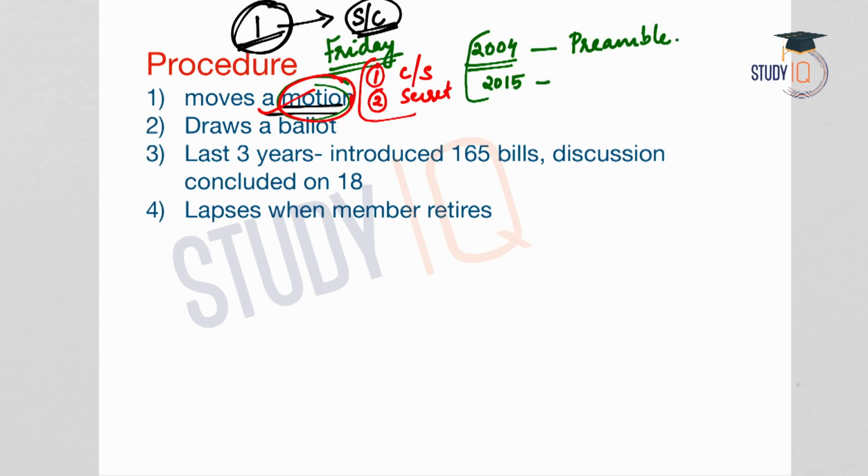Now another important thing is that only a fraction of the private members bill will be taken up for the discussion. The bill will not be discussed in detail or completely. So only a part of the bill will be discussed. And thirdly, the Rajya Sabha draws a ballot to decide the sequence of the discussion of bills. So which bill should come at which number is decided by drawing a ballot.